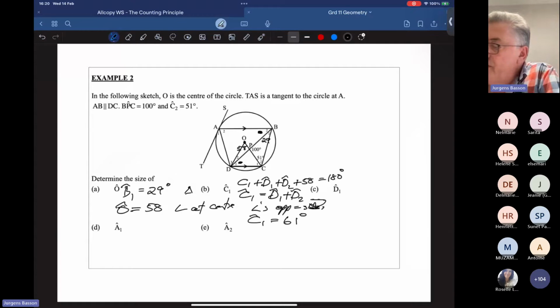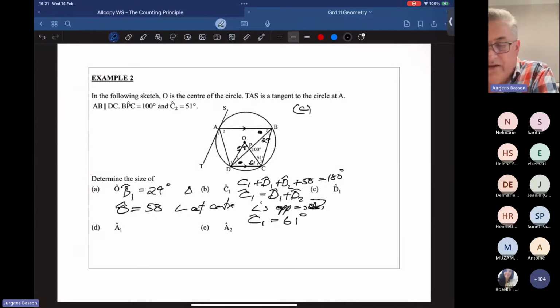Now, what I want you to look at here is these lines are parallel, like that. So do you notice the co-interior? This plus that. So it's B2 plus 29 plus 51 plus C1, which we worked out to be 61, and that is co-interior angles.